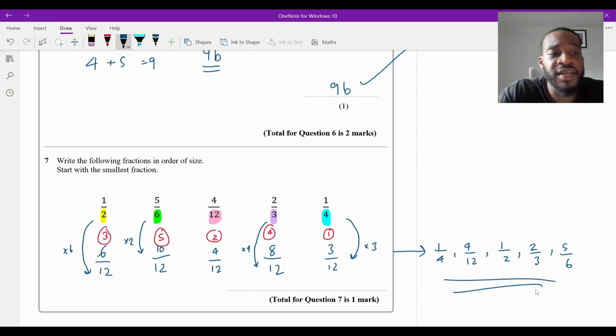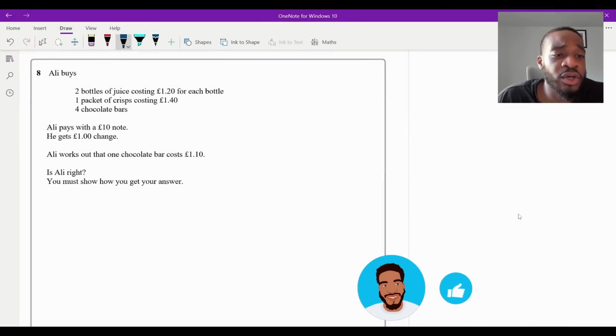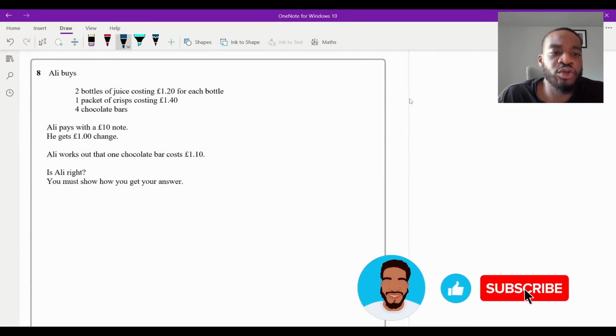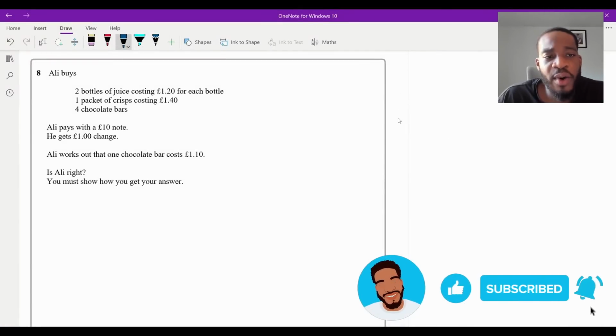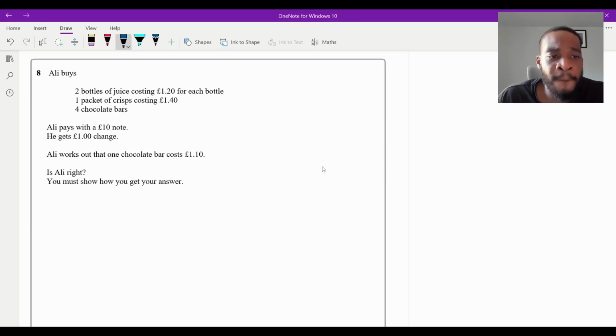And that's it. Finished. Okay, so question 8 says Ali buys 2 bottles of juice costing £1.20 for each bottle, 1 packet of crisps costing £1.40, 4 chocolate bars. Ali pays with a £10 note. He gets £1 change. Ali works out that 1 chocolate bar costs £1.10. Is Ali right? You must show how you get your answer. This is 3 marks.